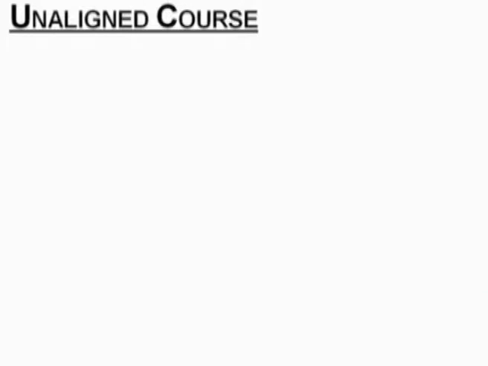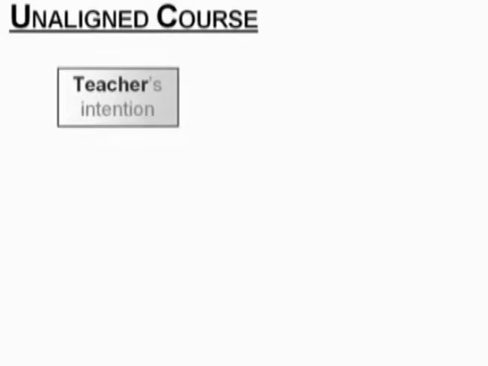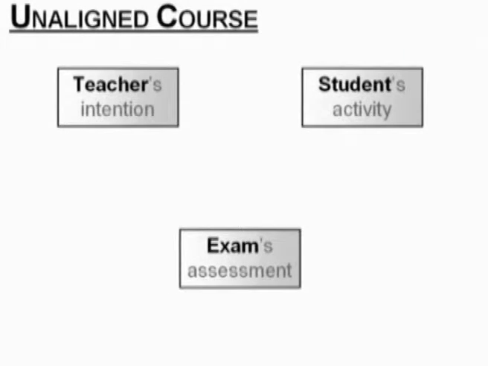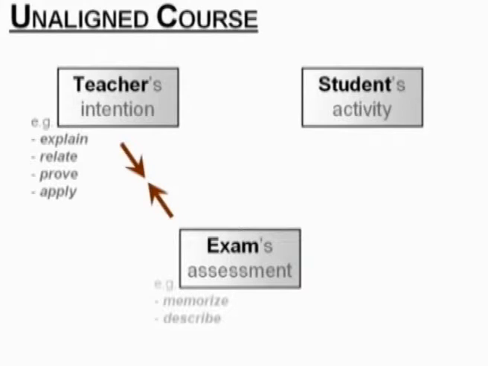Let's first have a look at an unaligned course. We have the teacher's intention, the student's activity, and the exam's assessment in play. The teacher has an intention. Let's suppose he wants the students to be able to explain, relate, prove, and apply. And now suppose the exam measures something else. For example, the ability to memorize and to describe.